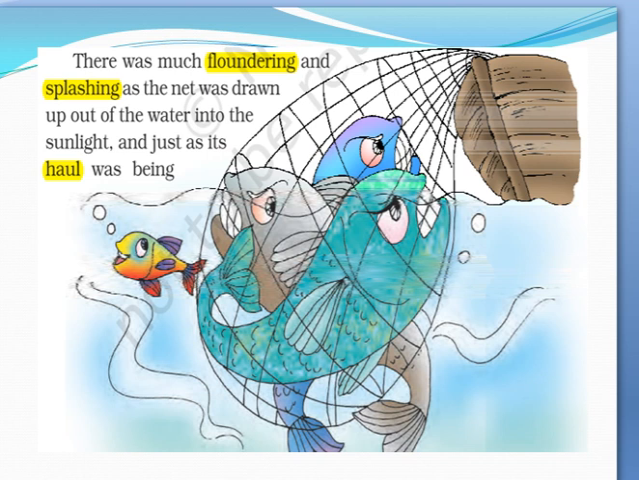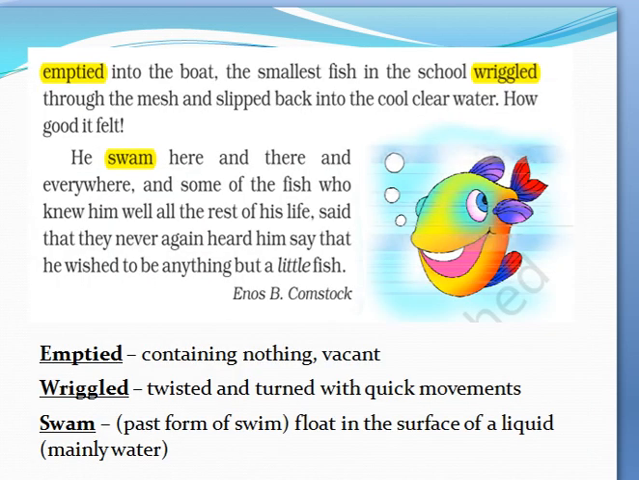Okay, now there is one more paragraph. First one is emptied. Emptied means if you have removed everything from a bucket, say a bucket or anything. Here it means when the fisherman took out all the fish from the net, the fisherman emptied the mesh, right? Means the fisherman made the mesh vacant, or now the mesh does not contain anything.